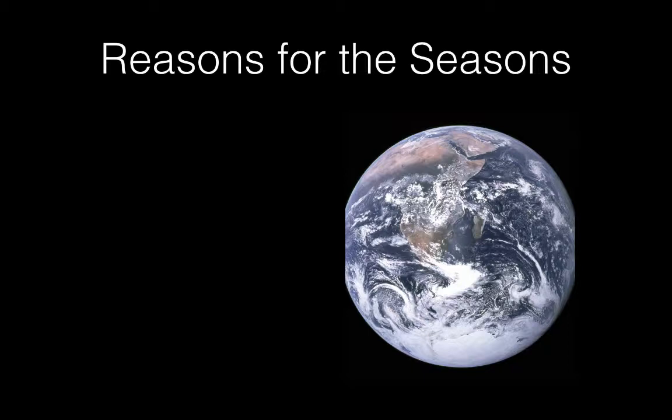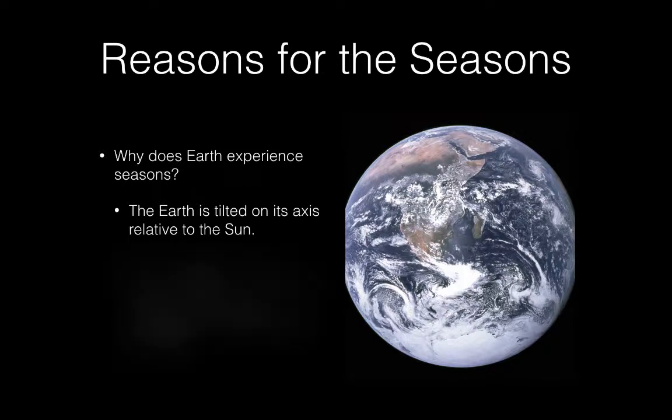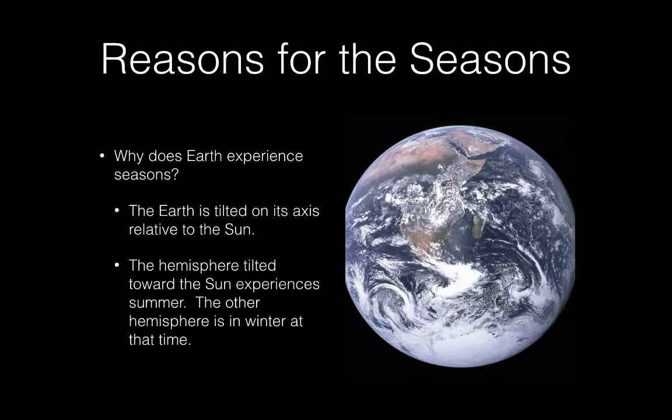Reasons for the seasons. Why does Earth experience seasons? The Earth is tilted on its axis relative to the sun. The hemisphere tilted toward the sun experiences summer. The other hemisphere is in winter at that time.